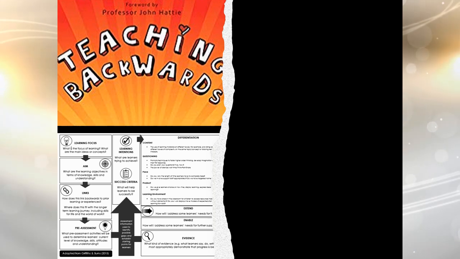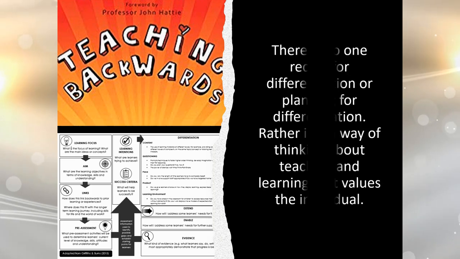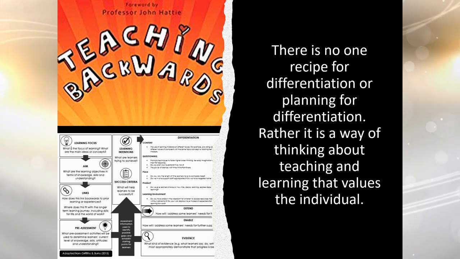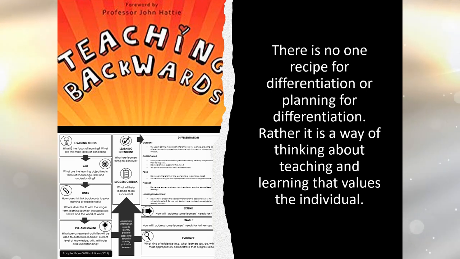There is no one recipe for differentiation or planning for differentiation. Rather, it's a way of thinking about teaching and learning that values the individual. So based upon the thinking processes detailed in Teaching Backwards, we can plan for effective differentiation by engaging with teaching and learning tools like this.